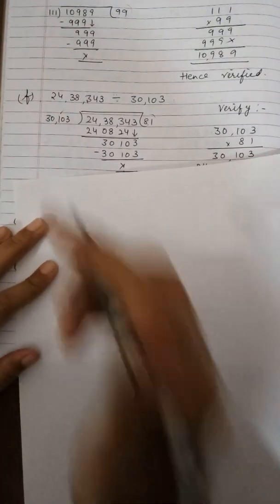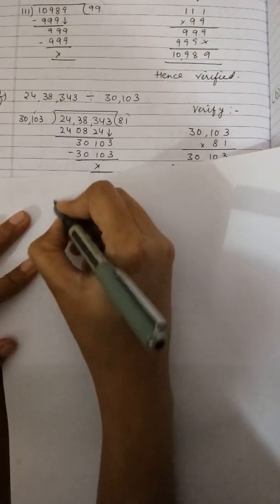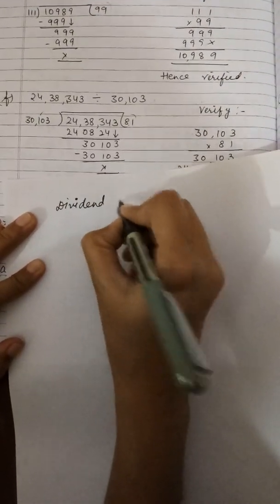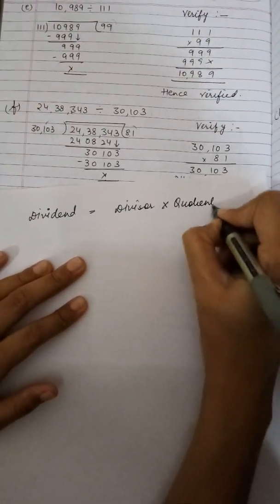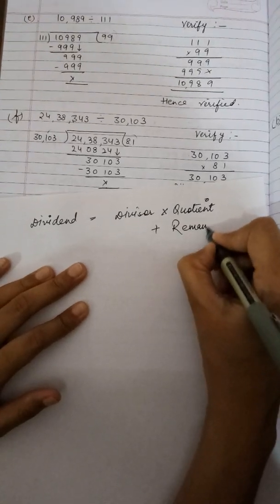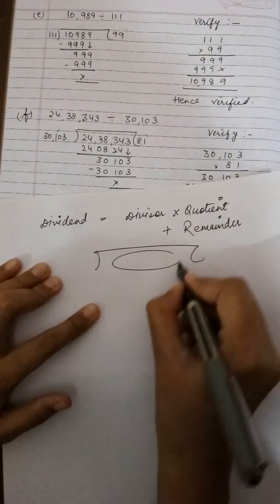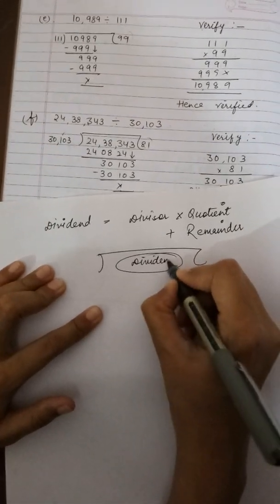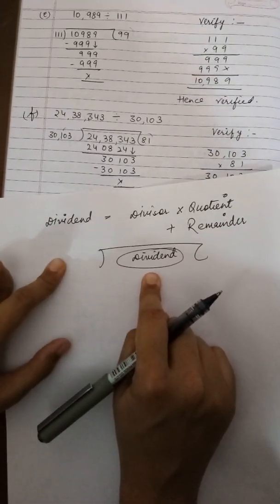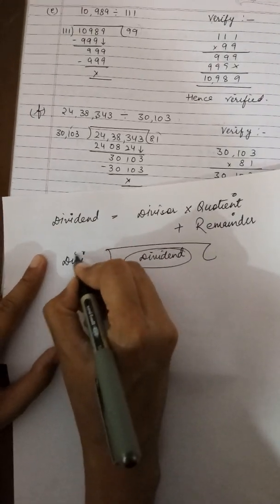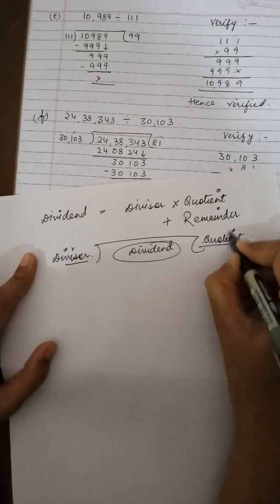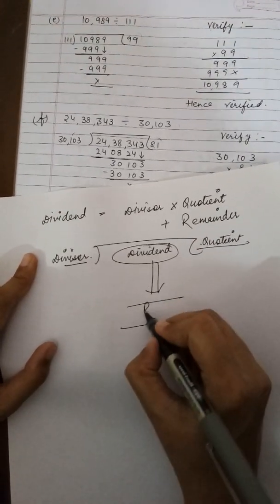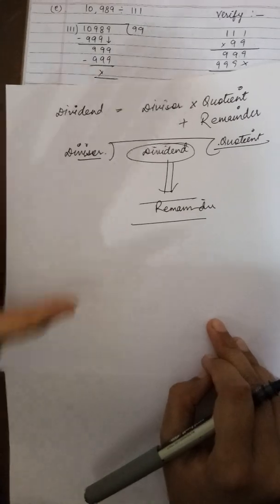So let me first make you revise what the division algorithm is. The division algorithm means the dividend is equal to divisor into quotient plus remainder. In this, the center part is the dividend. The number by which the dividend has to be divided is called the divisor. This answer is your quotient, and after solving, whatever you get is your remainder. Okay, so this is your division algorithm.